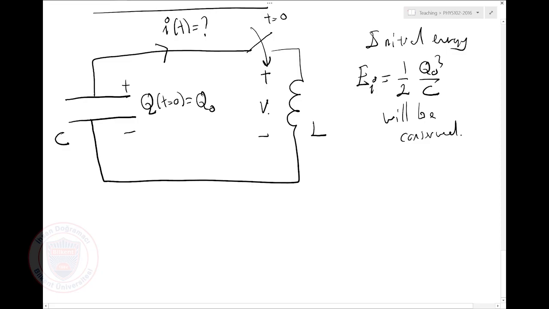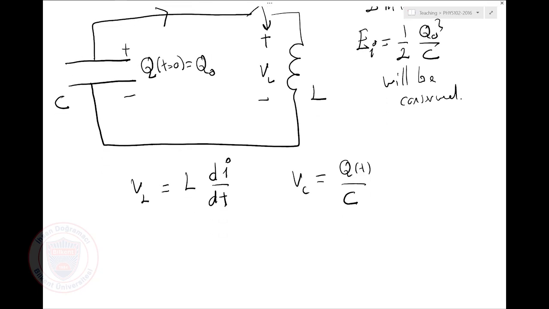So let's try to write down the equation that tells us how the current here behaves. First, what is the potential across the inductor? Well, the potential across the inductor is, by definition, L times di/dt. Good. How about the potential across the capacitor? Well, it's Q of t divided by C.